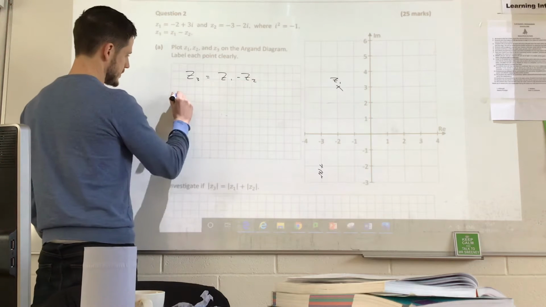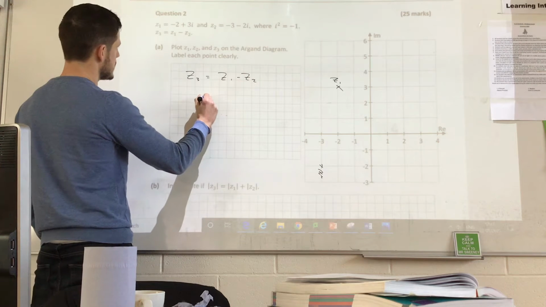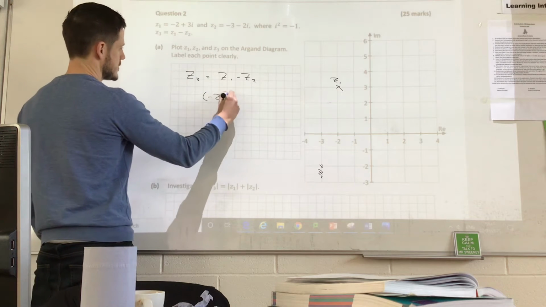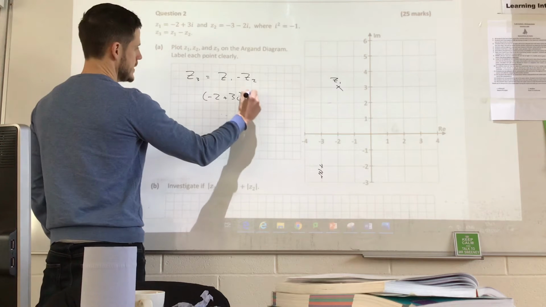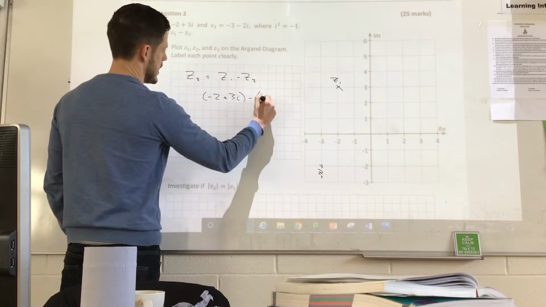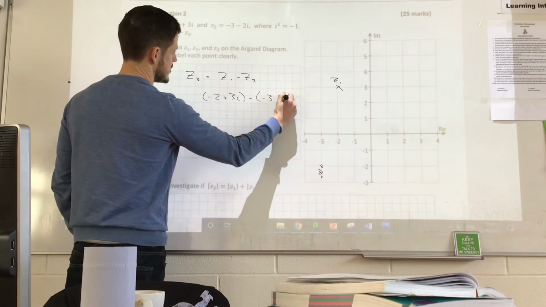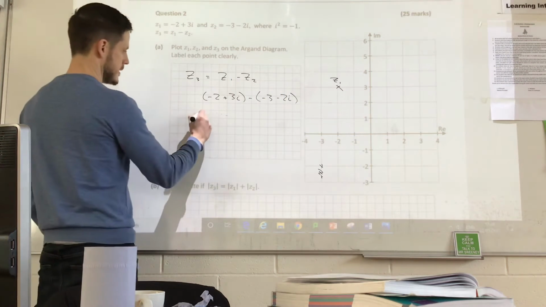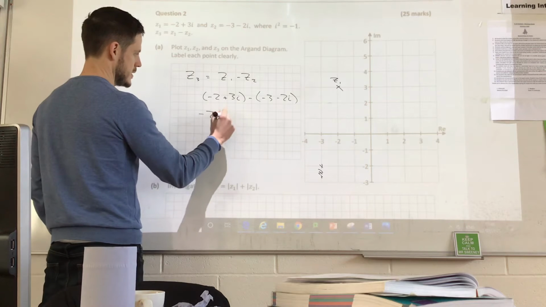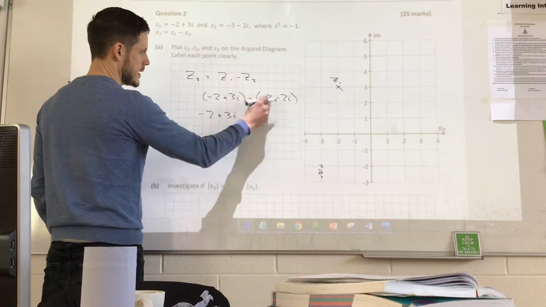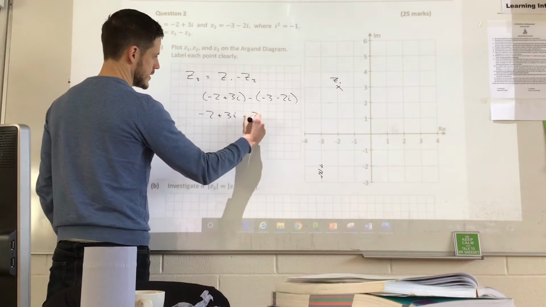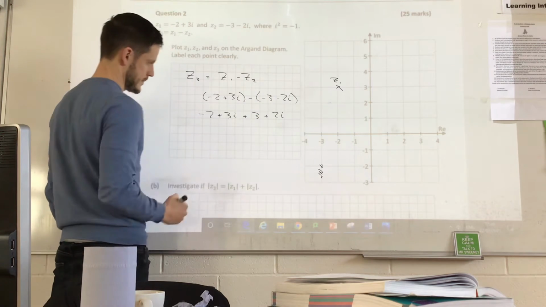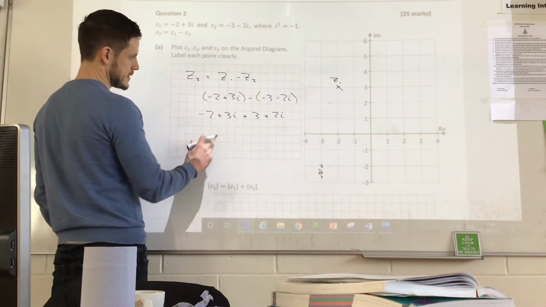Well, in this case, to work out z1 minus z2, I'm just going to put them in brackets to be safe. z1 is minus 2 plus 3i, minus z2, which is minus 3 minus 2i. Now this minus is going to change the signs here. It's going to begin with minus 2 plus 3i. Minus and a minus give me a plus 3. Minus and a minus give me a plus 2i. I can add together things that are similar.